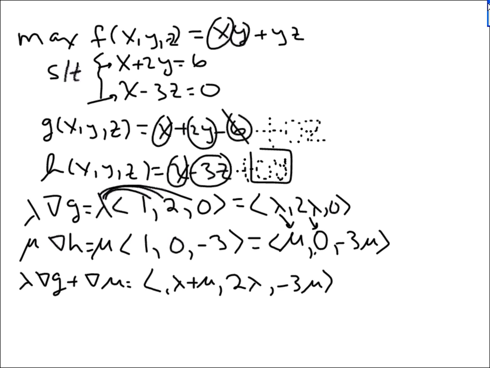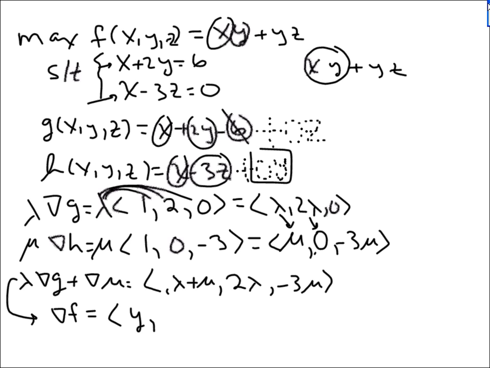Okay, and now we find the gradient of f. We'll set these equal to the gradient of f. Now f is xy plus yz. With respect to x, this is the only function that has x's in it. The derivative with respect to x is y. Now, both of these functions have y in them, so we're going to be adding. The partial of this with respect to y is x, and this is z.